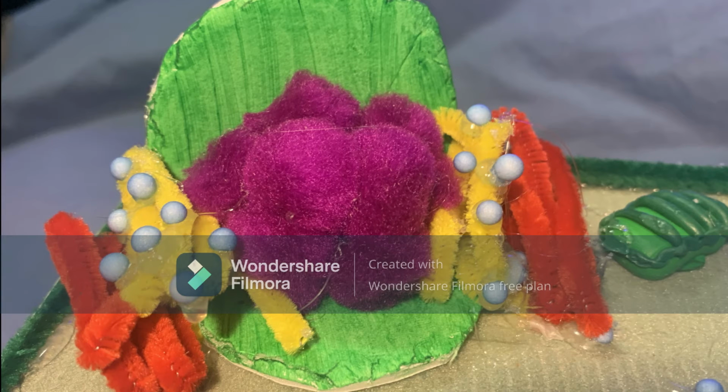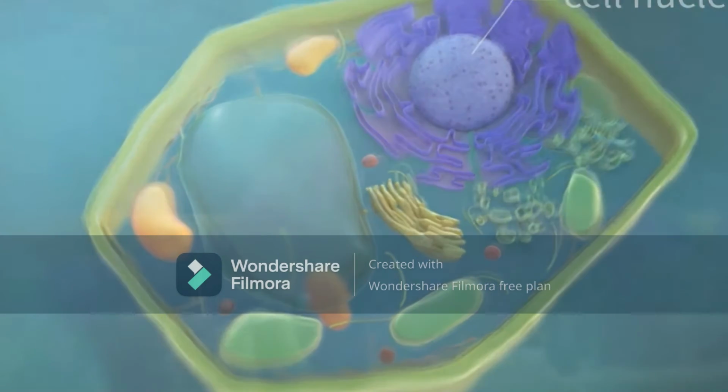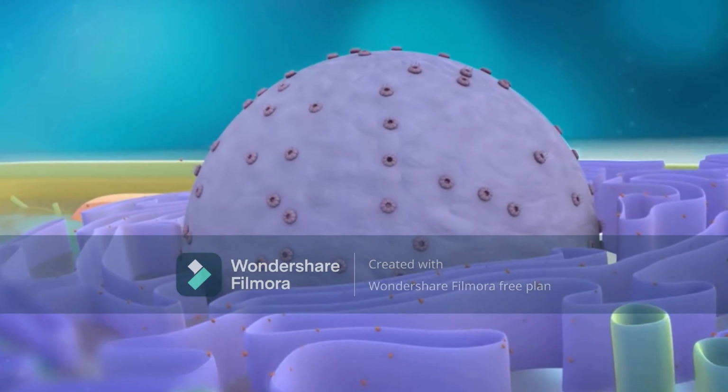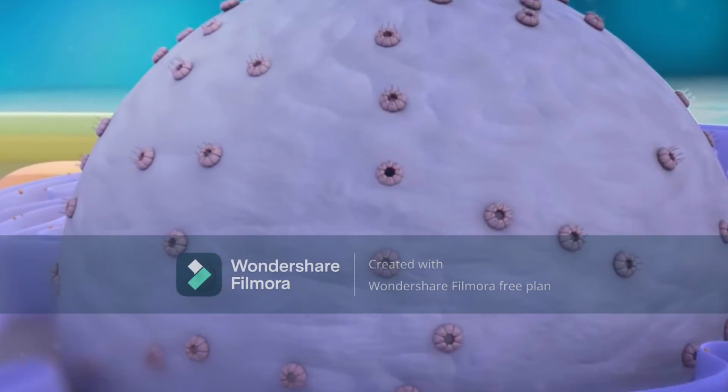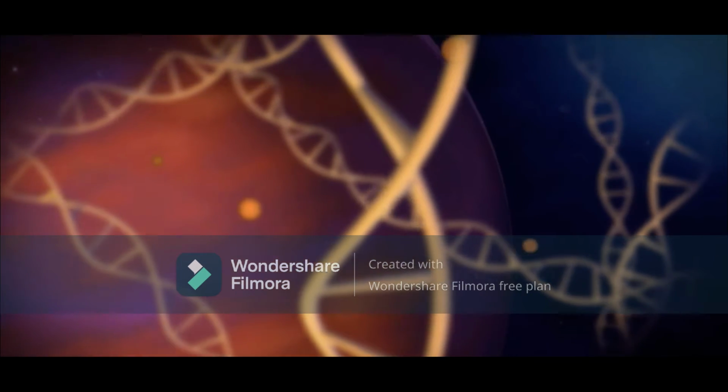The nucleus contains DNA and organizes the cell activities such as cell reproduction and growth. The nucleus is made of green foam, which contains the purple. The nucleolus is held inside of the nucleus and mainly produces ribosomes for the entire cell.